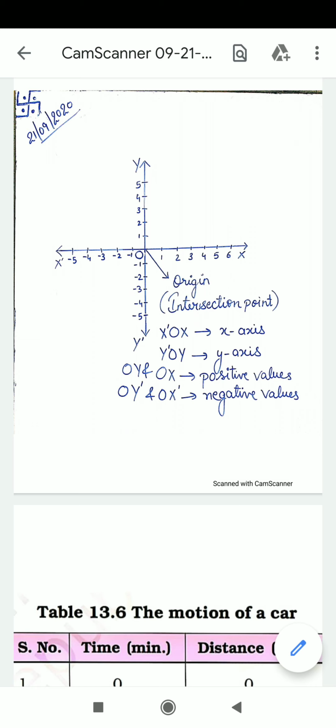And this center point, or the intersection point where X'OX and Y'OY meet, is known as the intersection point, and it is also known as the origin. Here in the figure I have written it.